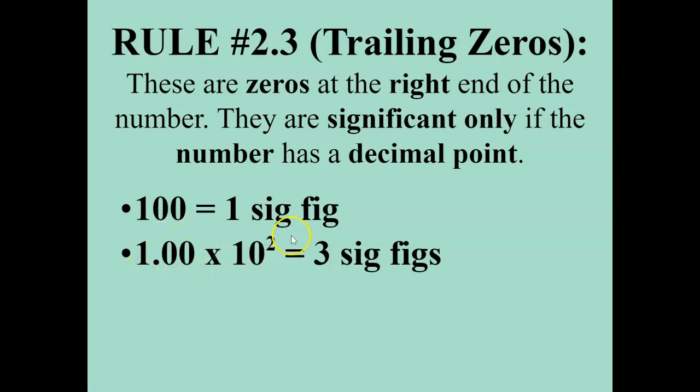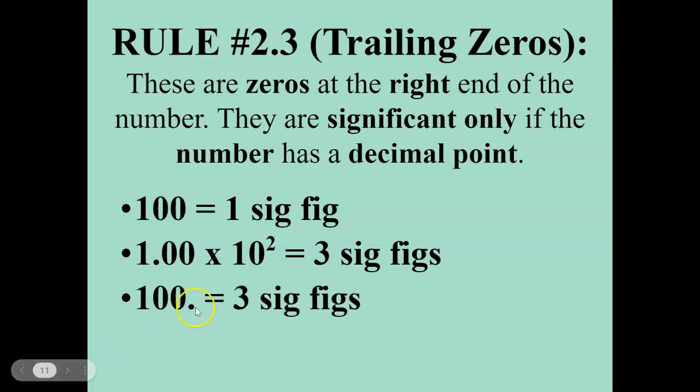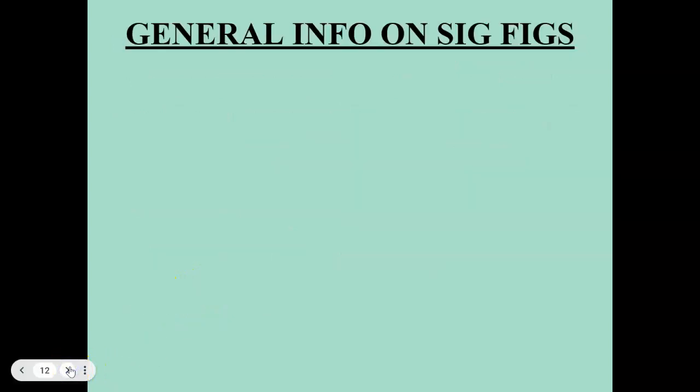So here we have a scientific notation example where we have 1.00. That's 3 sig figs, okay? Because we do have to count these zeros now that there's a decimal point. So trailing zeros only count if they come after a decimal, okay? And then 100 with a dot for a decimal, that is still 3 sig figs because, again, there is a decimal point to indicate that these two positions are significant, okay?